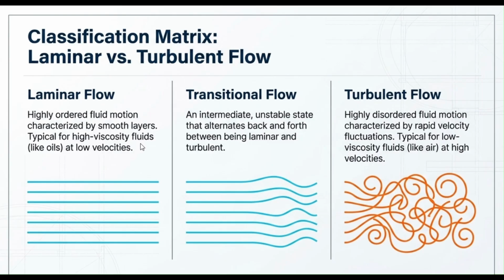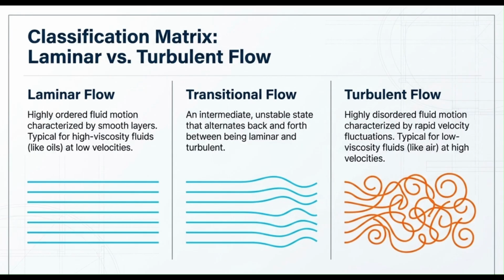The other classification is laminar versus turbulent flow. Laminar flow is smooth and highly ordered. Fluid particles move in layers with very little mixing between the layers. This is common in high viscosity fluids or at low velocities. That's what you see on the first panel of this figure. The transitional flow is an intermediate state at which the flow will become unstable and switch between laminar and turbulent.